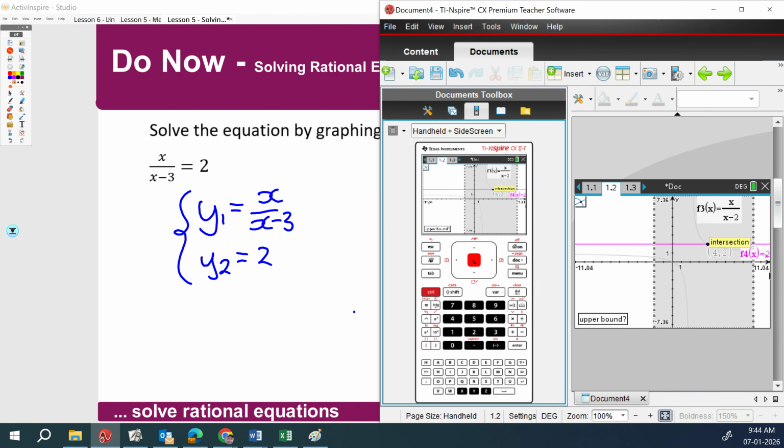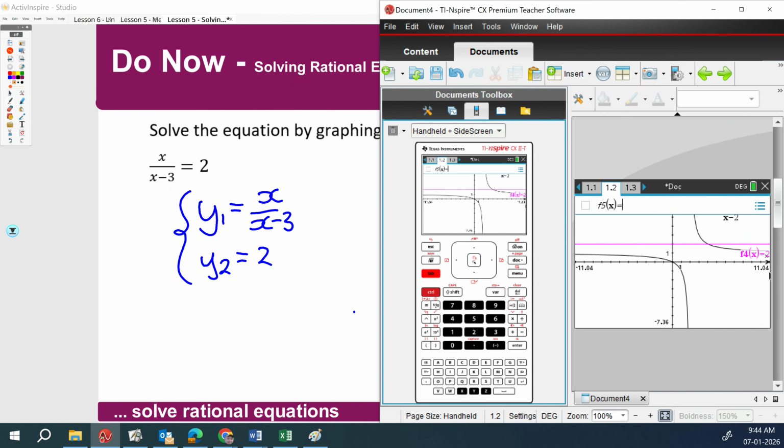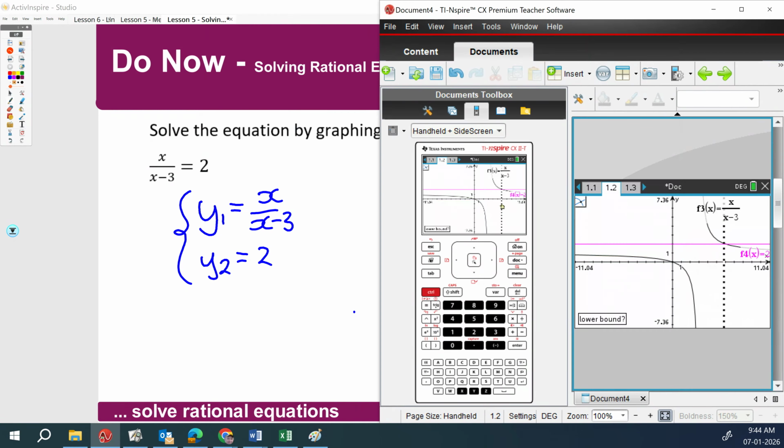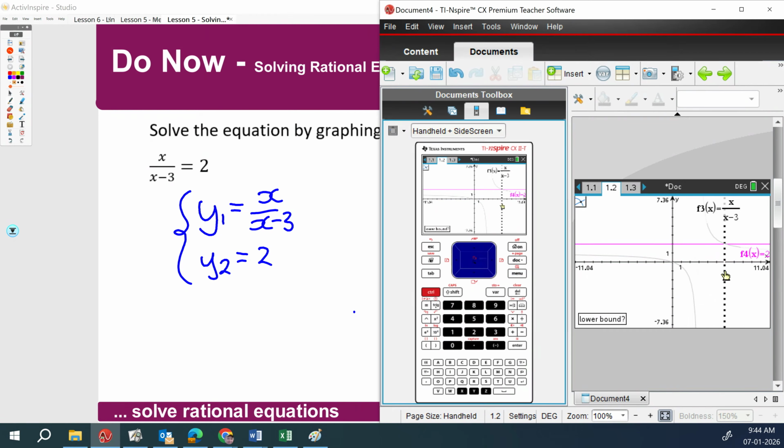Okay, I have solved the wrong equation. We press tab, move up. This is supposed to be a 3 down here, not a 2. Try to find the intersection again. Intersection, lower bound, upper bound. We see our intersection is (6, 2).